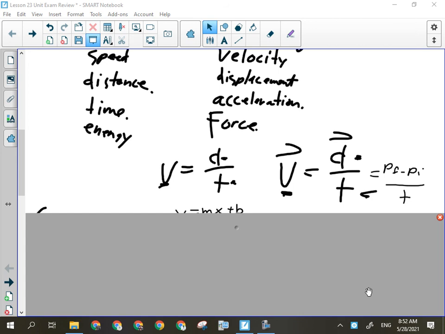So final position minus initial position over time can calculate velocity as well, because displacement is calculated as the change in position, or final position minus initial position. That's how we get that.